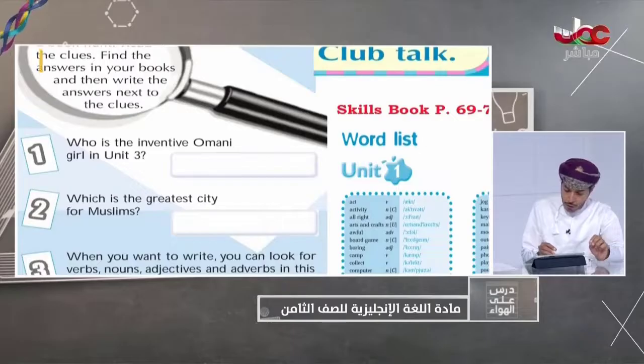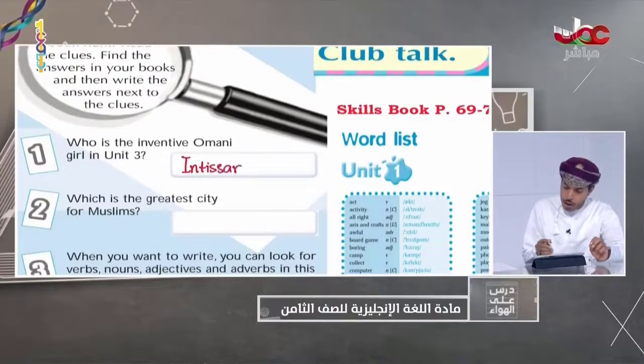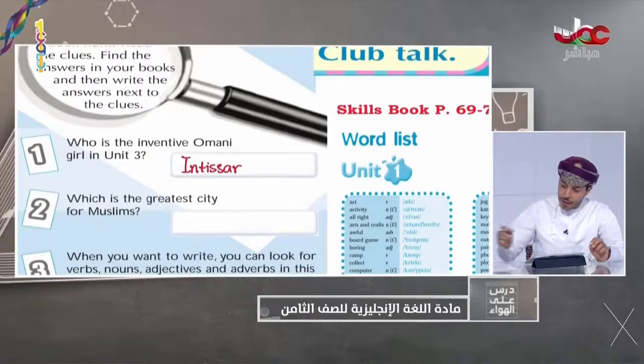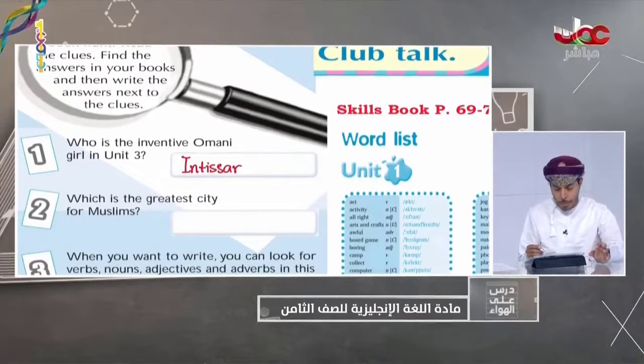So the answer for this clue is Intisar, okay? So Intisar is the inventive Omani who likes making things. And this is the answer. You can find it on Unit 3.